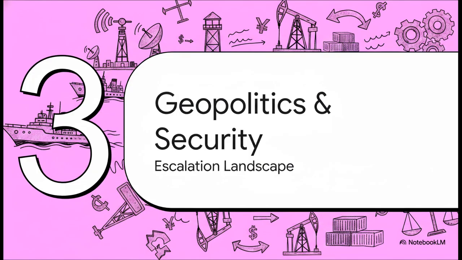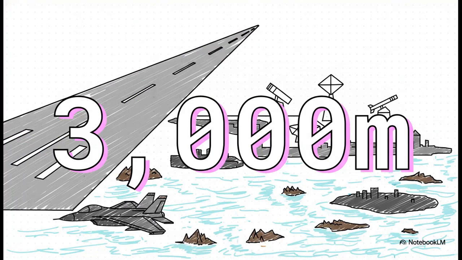That brings us to Section 3, geopolitics, security, and economy, looking at the escalation landscape. When we talk about security implications, a major issue is the rapid militarization of partially submerged reefs. The critical metric to remember here is 3,000 meters. That is the length of the massive runway they constructed on the 27-acre Fiery Cross Reef.